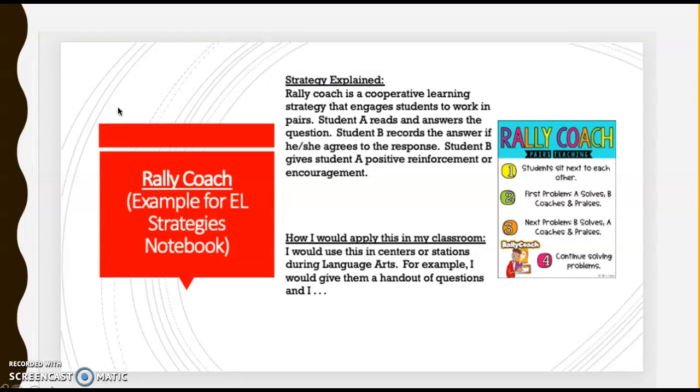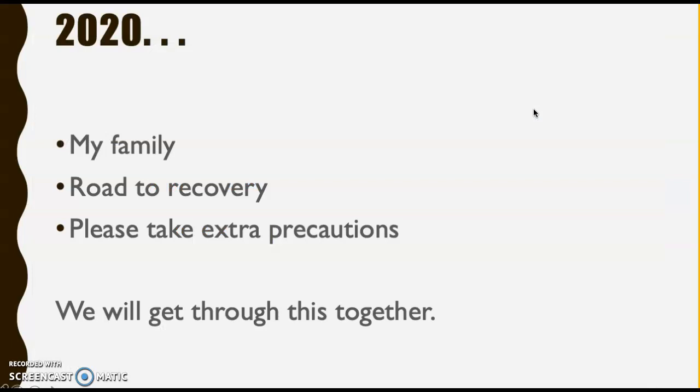Here's an example of that online strategies notebook, what I'm looking for, the title, how it's explained in your own words, how you would apply this in your classroom, and then also a picture of some sort. And then I'm going to talk a little bit about this in my next video, and I will give you a moment there.